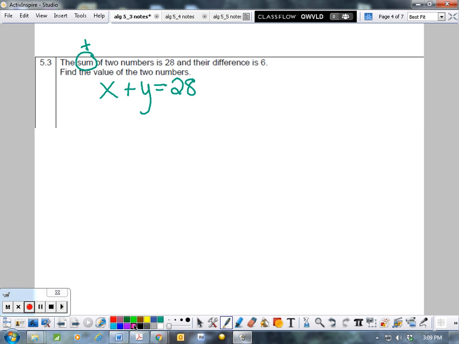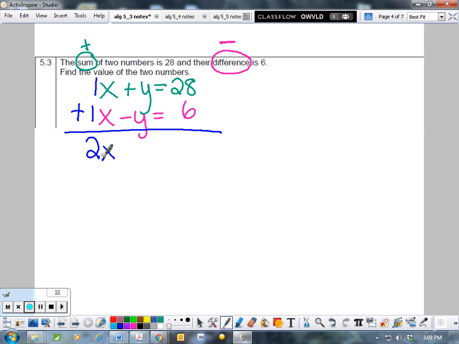Now, the difference is 6. So difference is when I subtract. So x minus y gives me 6. And the thing I like about these problems is when you do the sum and difference ones, they're already set up to add together right away. So I can add these two together. And so this is really a 1x plus 1x, so I get 2x. We get a 1y minus 1y, which is 0, equals, and then 28 plus 6 gives me 34. And now I divide by 2 on both sides, and I get x equals 17.